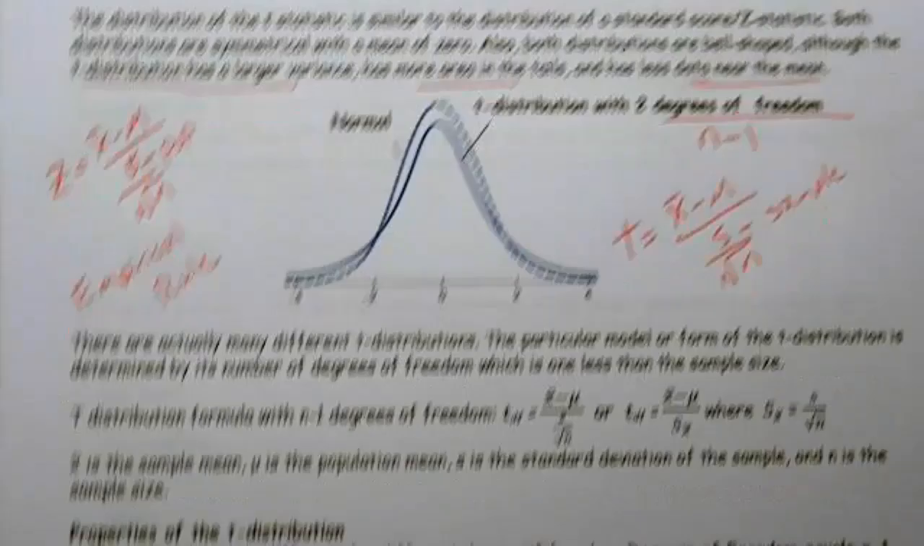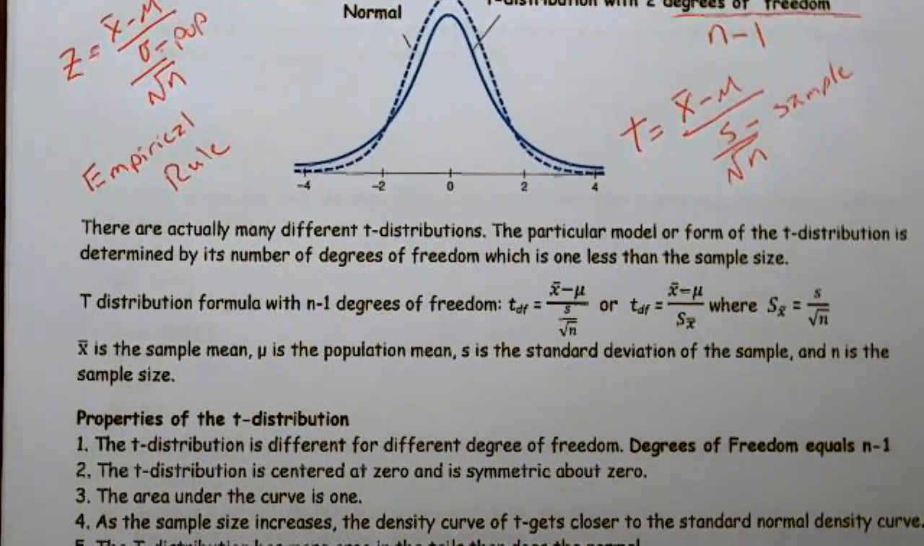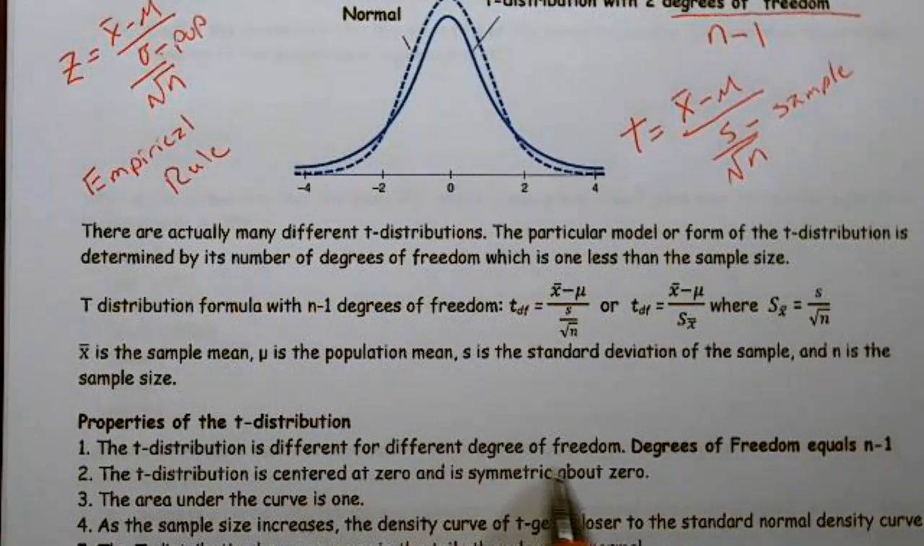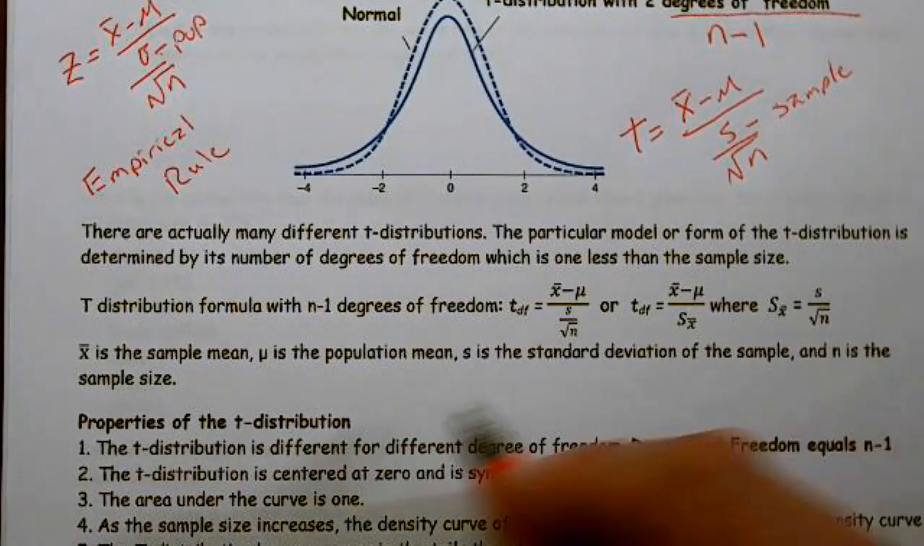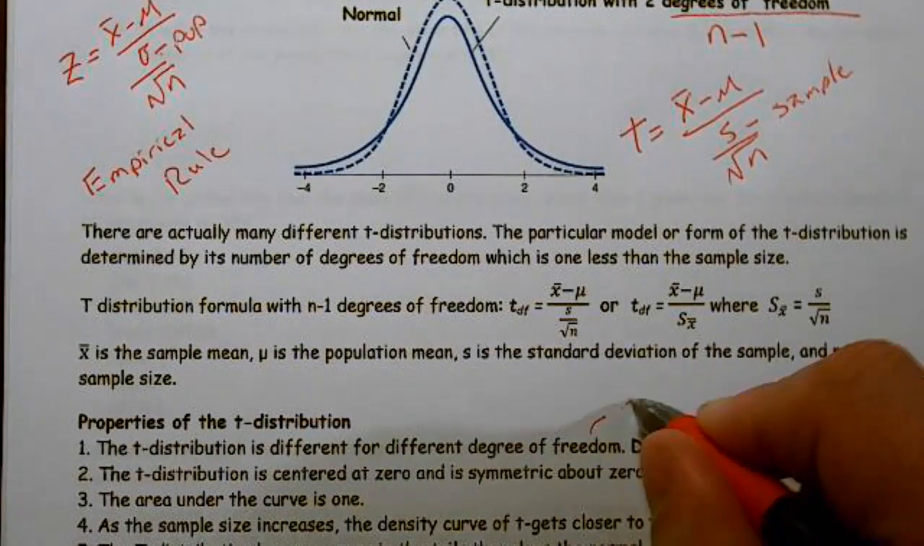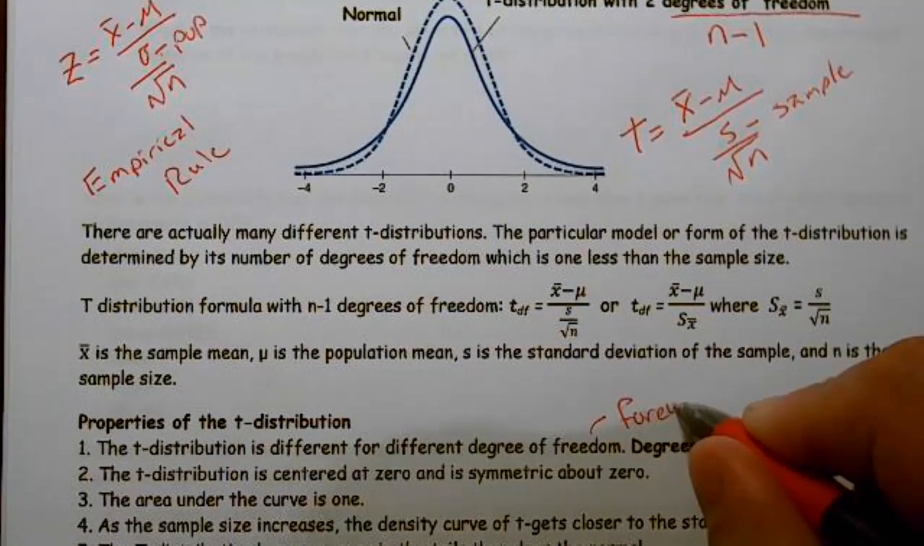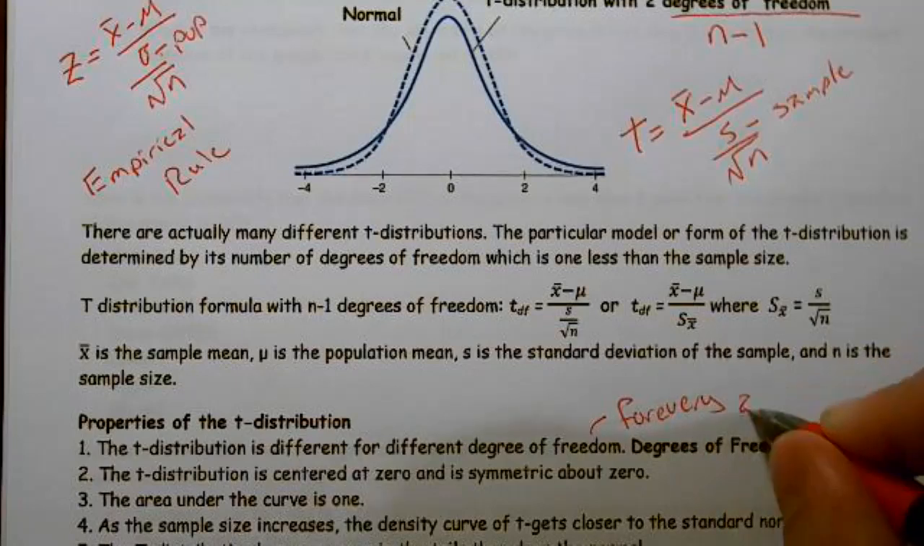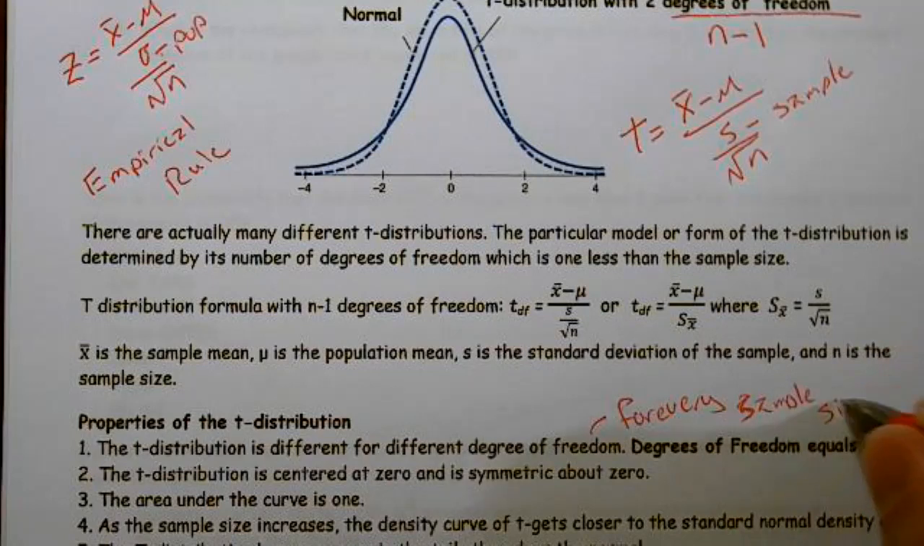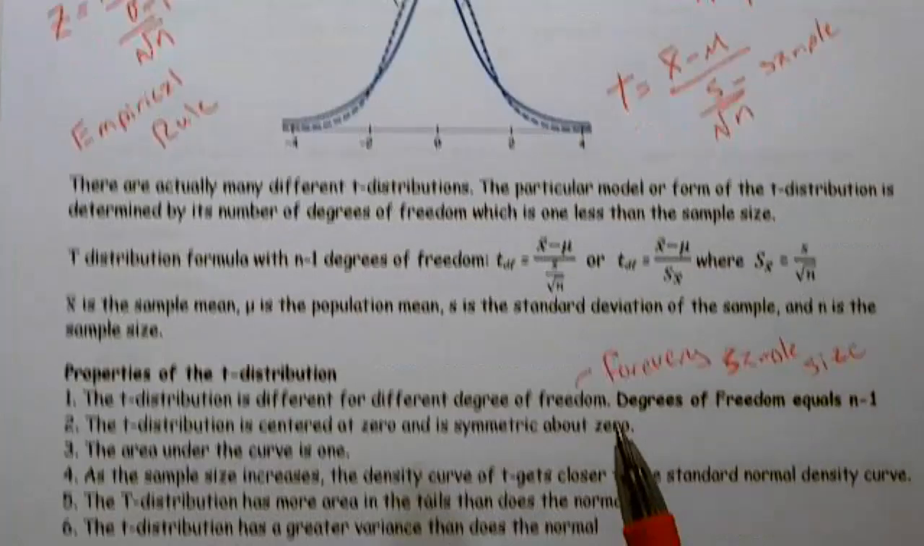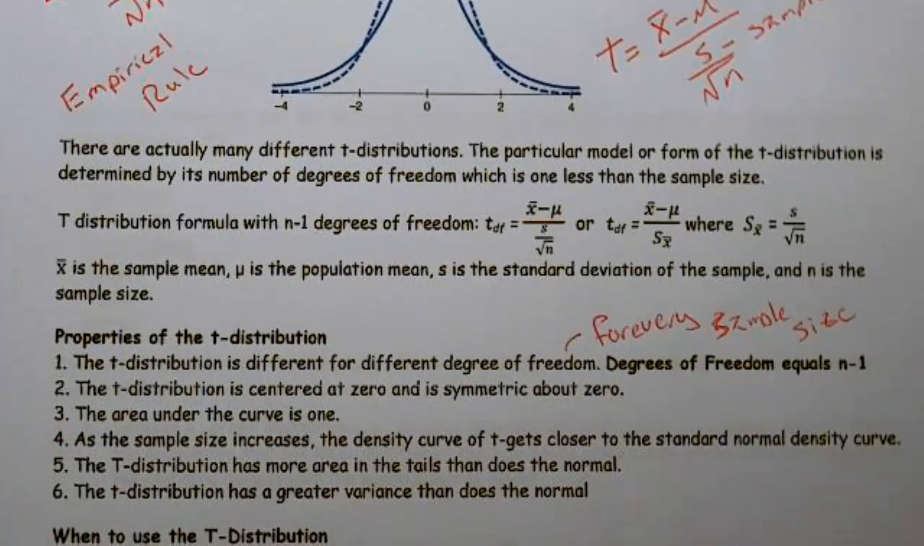All right, so the properties of the t-distribution. There's a different one for every degree of freedom, in other words, for every sample size. We already said it's centered at 0 and symmetric. The area under the curve, because it's a probability function, is 1, and that's true for any of these distributions.